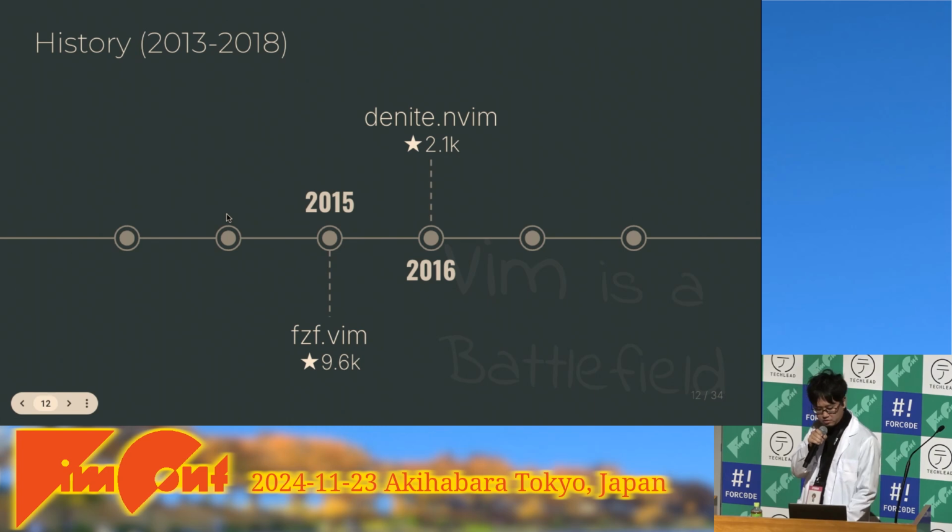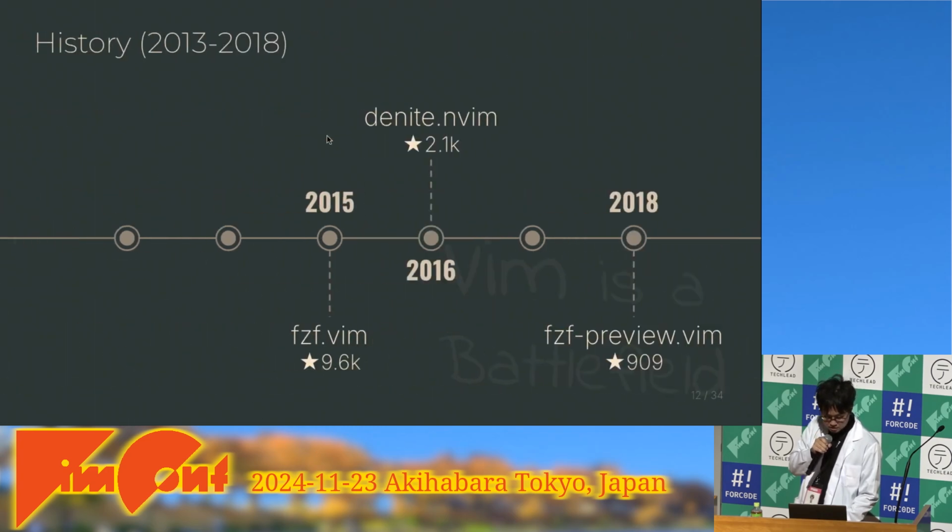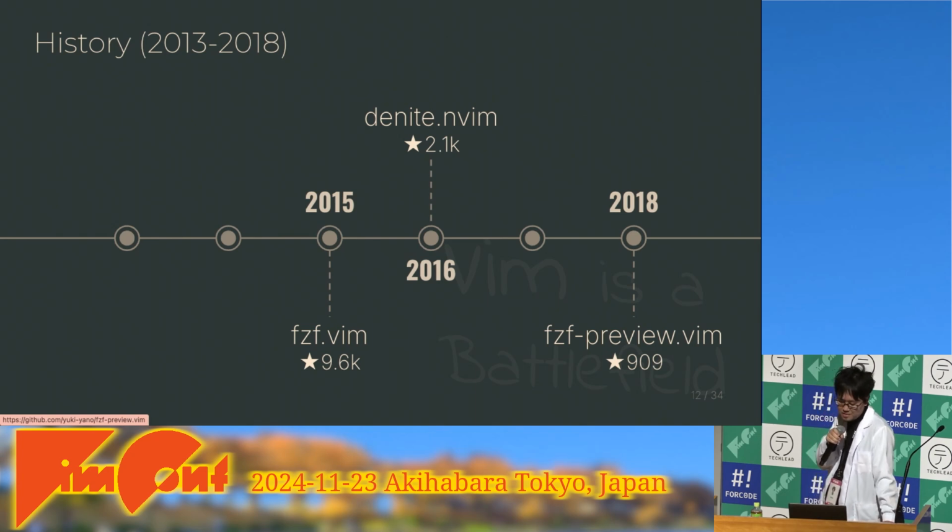FZF-Preview, released in 2018, emphasized the preview feature, addressing FZF.Vim's initial lack of one. This functionality became so impactful that it was later added to FZF.Vim itself. FZF-Preview seems to have evolved into a best practice collection for FZF.Vim, offering some niche features rarely seen in fuzzy finders.